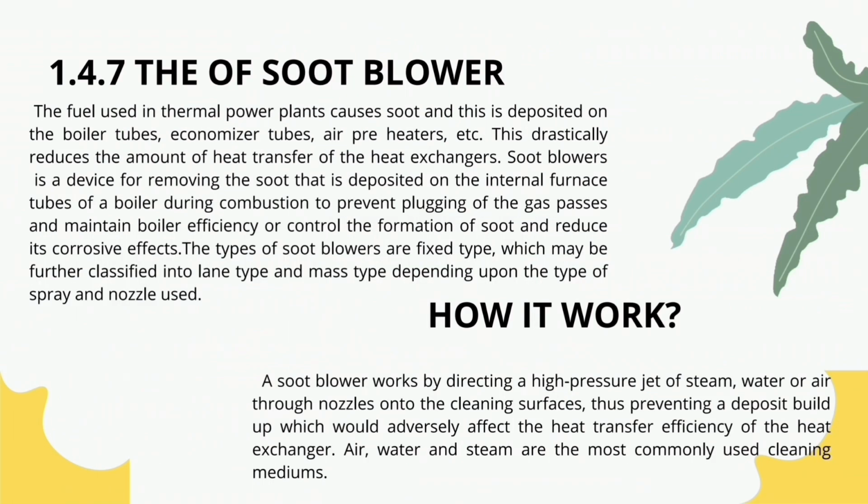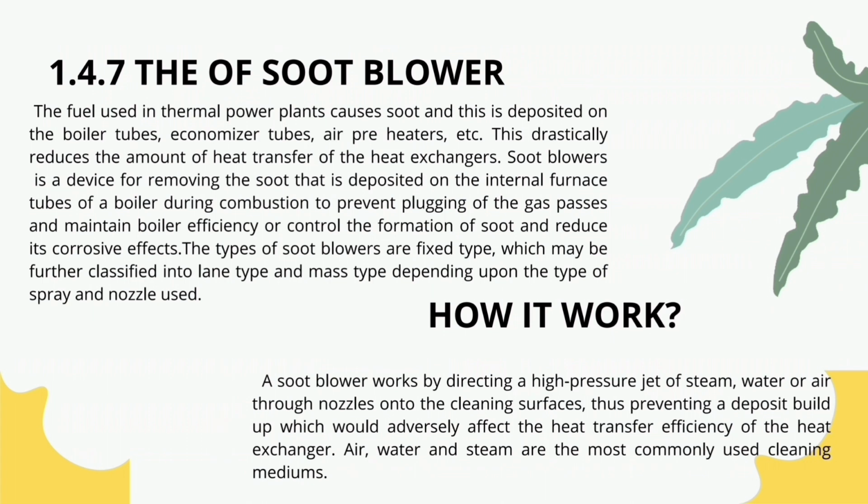Next is the soot blower. So what is the soot blower? Basically, as we all know, the fuel used in a thermal power plant causes soot, and this is deposited on the boiler tubes, economizer tubes, air preheater tubes, and else.